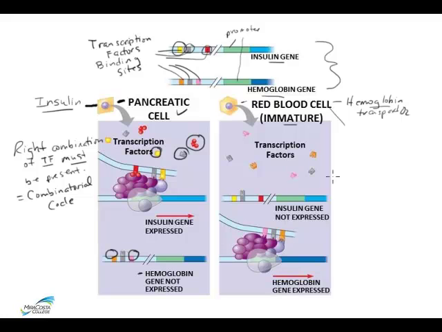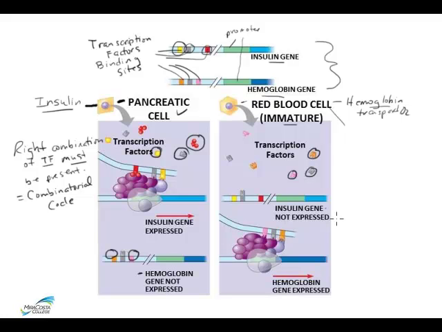And of course, in the red blood cell, then the situation would be reversed. We have the correct set of transcription factors present that are required to activate the hemoglobin gene, but we don't have the required set to activate the insulin gene, and so that gene's not expressed in red blood cells. So it's a combination of specific transcription factors that leads to specific gene expression, and that specific gene expression is what leads to those very distinct structural and functional properties associated with these different cell types.